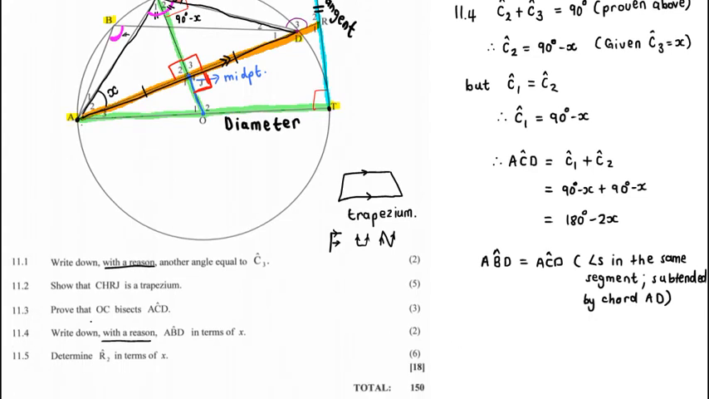So therefore, to write down angle ABD, there it is, there is the reason. So we just need to conclude it in terms of X. Angle ABD is 180 degrees minus 2x. Okay.